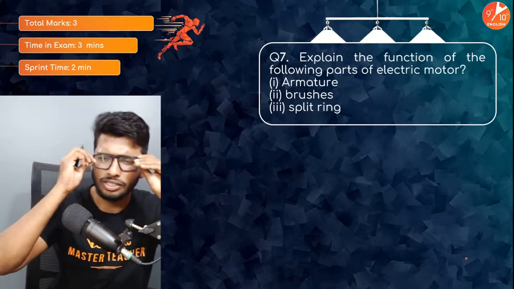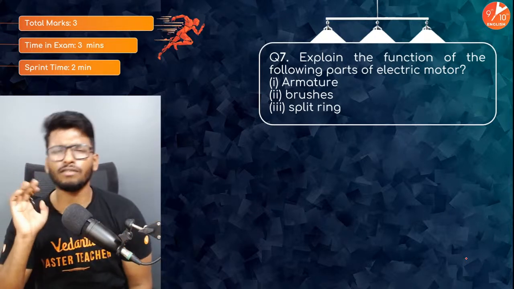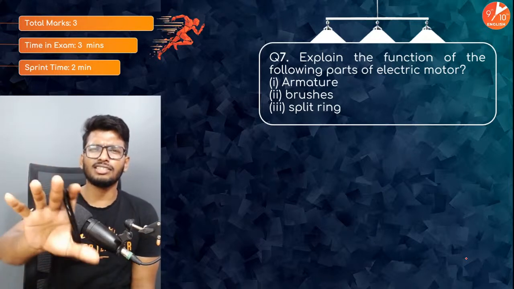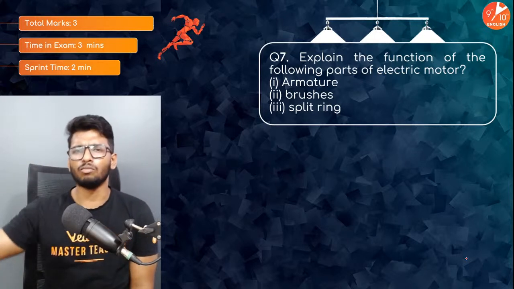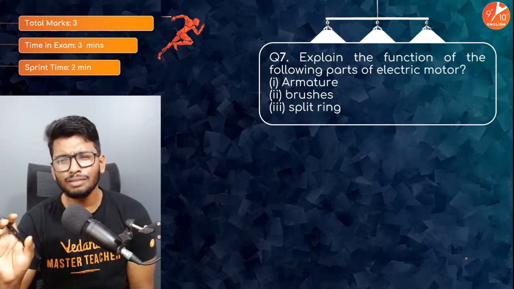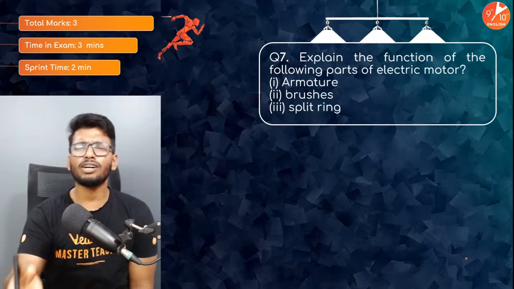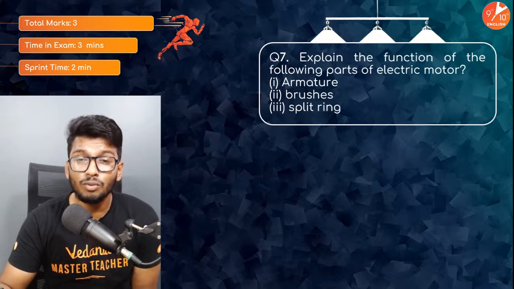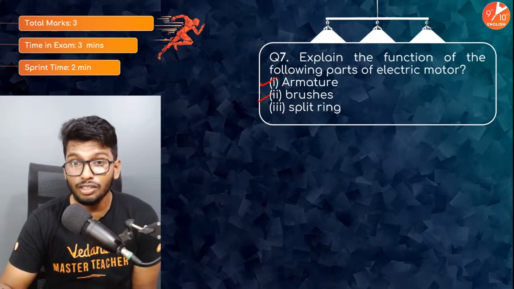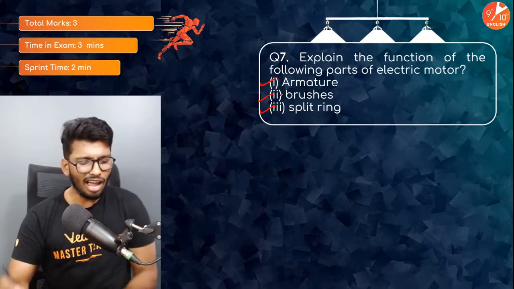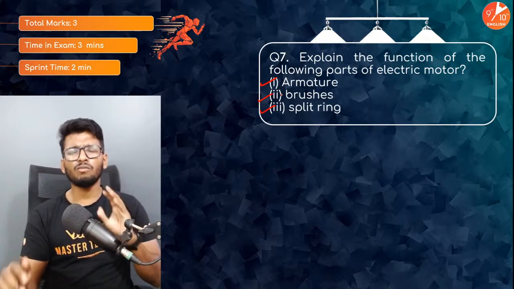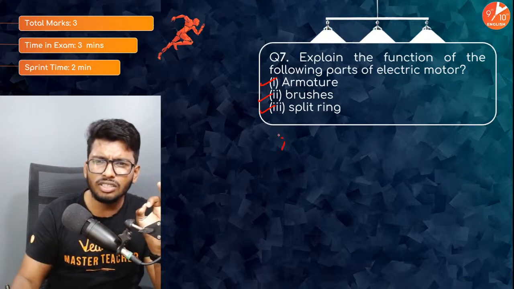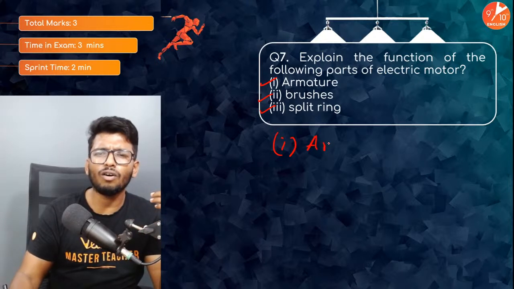Let's go on to the seventh question. Seventh question is very simple, guys. Again, a very simple question. This is directly taken from your DC motor. The question is, explain the function of the parts of this electric motor. The first one is the armature coil, the second is the brushes, and third is the split ring. I don't want you guys to write the entire Mahabharata. I want you to explain in your own words what is the function of the armature.